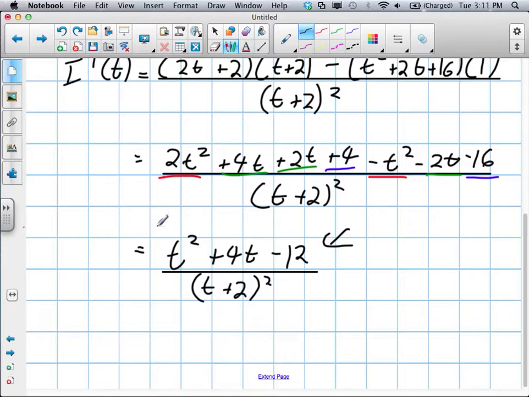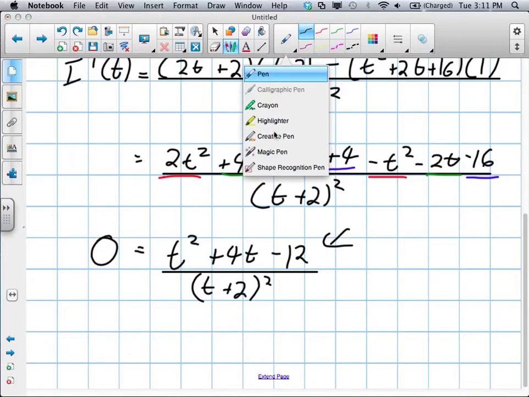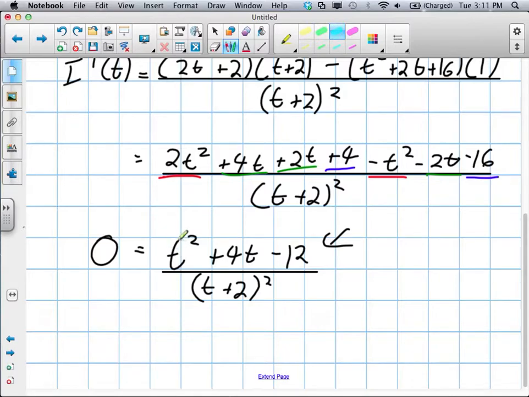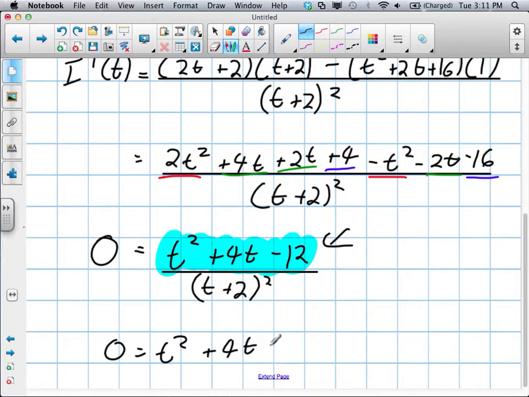Remember, our goal is to find out when this is 0. Well, now that I've simplified this, if I set this equal to 0, the only way this fraction becomes 0 is if the top of this is equal to 0. We're not worried about the bottom. Remember, it doesn't fall in that interval. I don't really need to deal with the denominator of this fraction. I just set the top equal to 0 because we need to know when this is equal to 0.